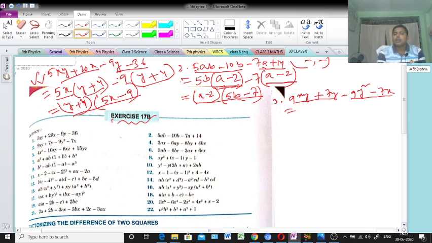How will we arrange it? See, the first term 9xy, and the third term minus 9y square. Clear or not? Because 9 is here, y also is here in the first term, and in the third term y also is there, y square is there. That means we can take common y. 9 also we can take common, y also we can take common. And second and fourth, see, 7 also is common. 7 common portion is coming. That means we can take it.